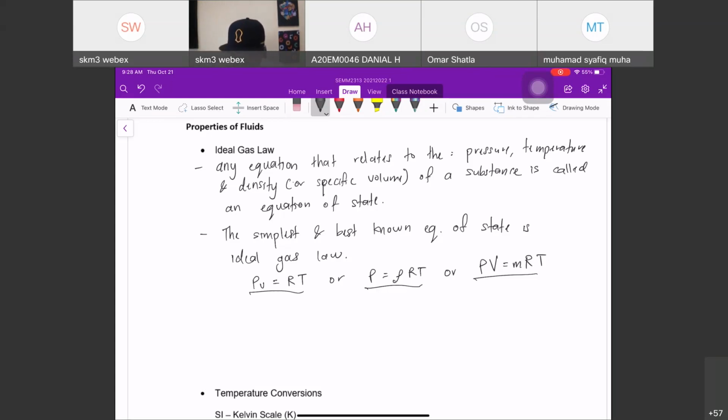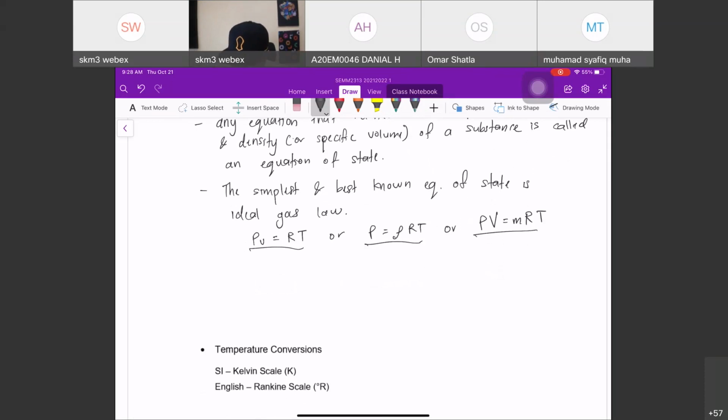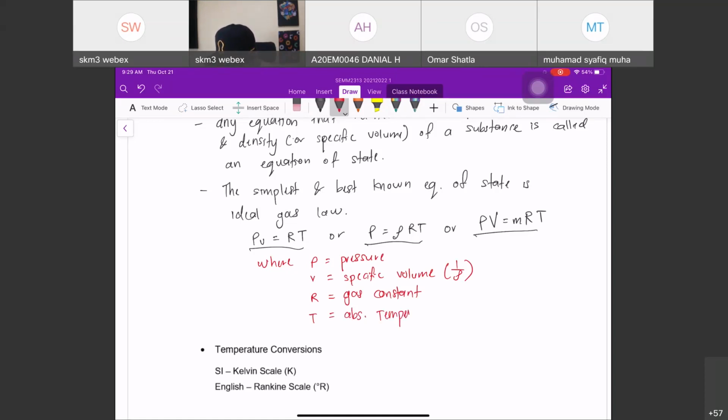So from here, where P is pressure, I believe all of you know. The small v is the specific volume, or 1 over density. Then we have R, which is the gas constant. You can refer to any sources, it is the same. And T refers to absolute temperature, which is Kelvin or Rankine.